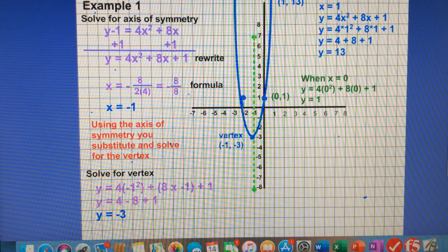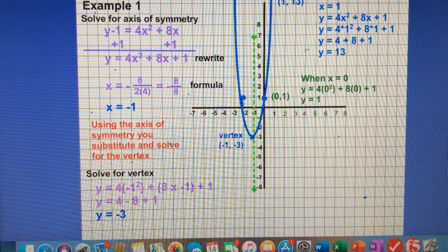Here I say, well, what if I choose a value on the same side of my axis of symmetry? I choose 1, solve for y, and I get 13. When x is 0, y is 1. So I also found my y-intercept. Now I can just mirror my data, and I will get my complete parabola.